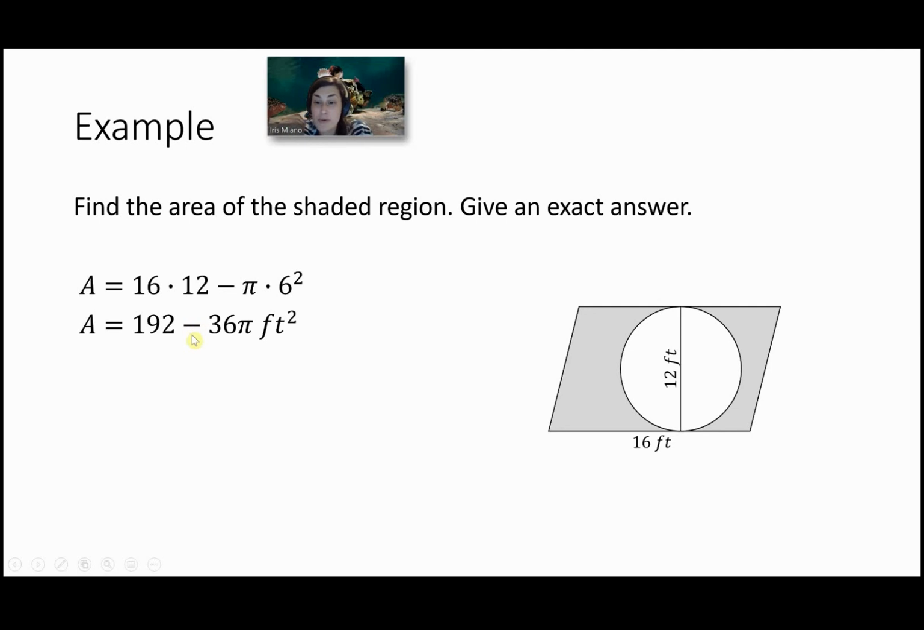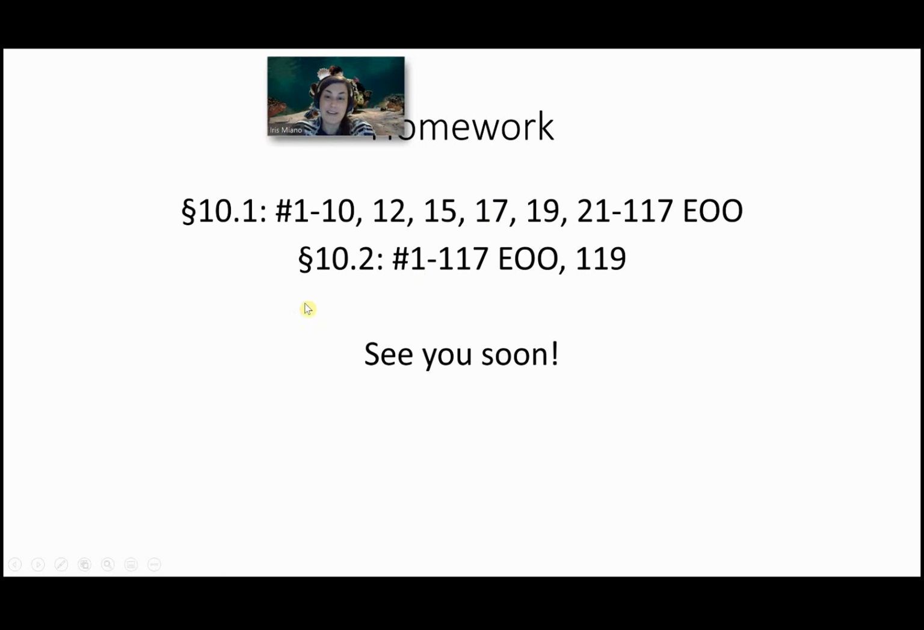You can't actually perform the subtraction, because remember, this first term is a rational number, and this 36π that you're subtracting off is irrational. So you can't actually perform that subtraction if you're trying to give an exact answer. Keep that separate pi term in play. Keep it there, keep it separate, but do affix the appropriate units. It'll be feet squared for this one. And with that, we're done.